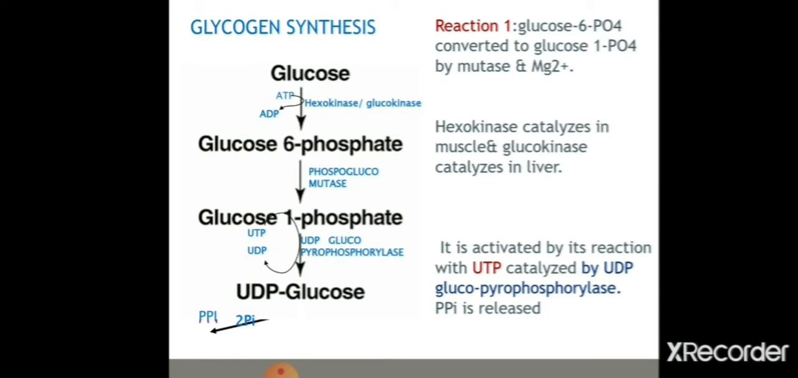Now this glucose 6-phosphate is converted to glucose 1-phosphate with the help of the enzyme phosphoglucomutase. Then glucose 1-phosphate is converted to UDP glucose. UDP glucose is formed from glucose 1-phosphate and uridine triphosphate, UTP, by the enzyme UDP glucose pyrophosphorylase.